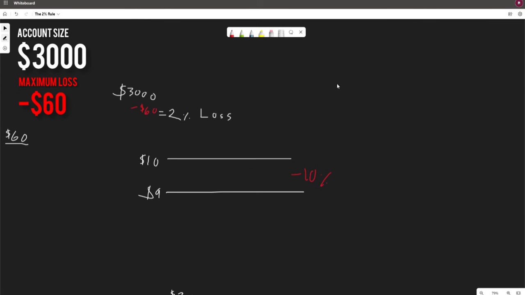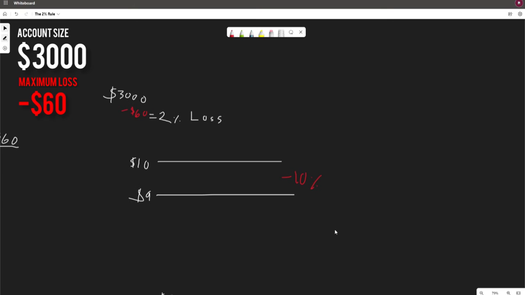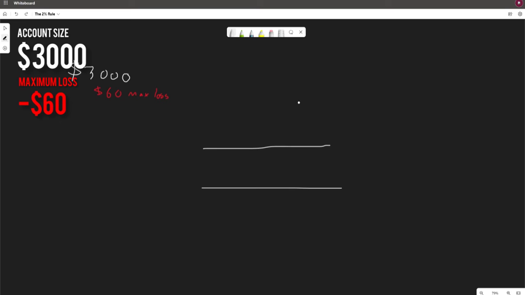So typically, the tighter the stop loss, the better. That way you can size in with more shares and you'll have more potential reward. Where you put your stop loss though is super important. Well, let me go over that. So when you're placing a stop loss, you want to put it in a place that makes sense.